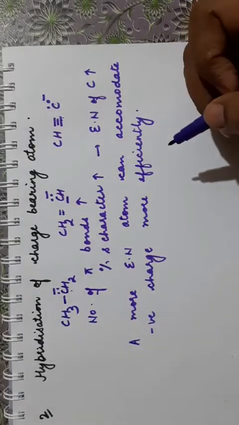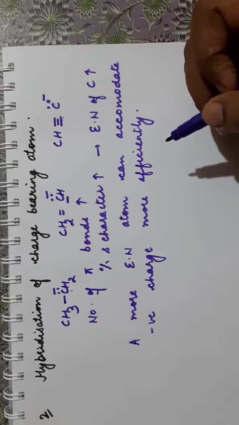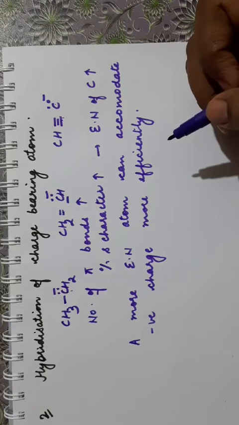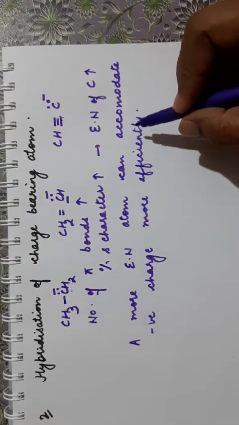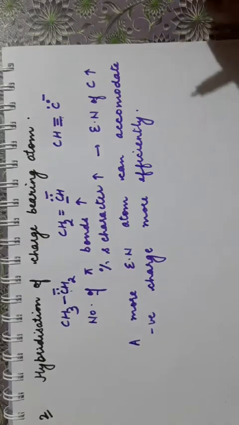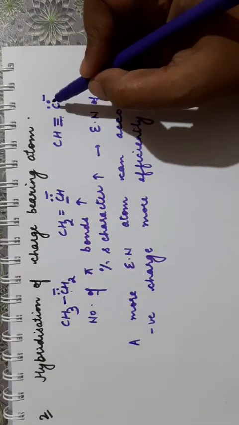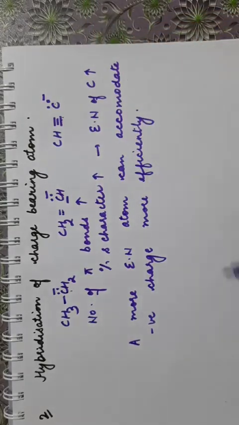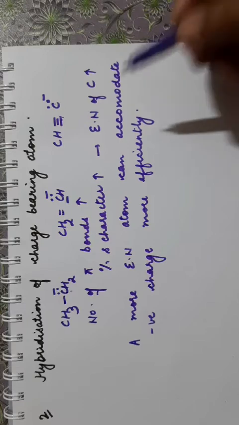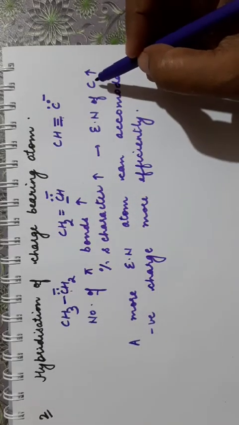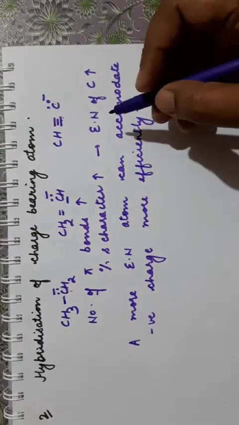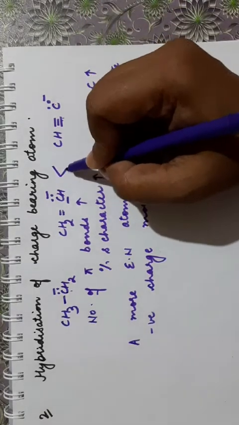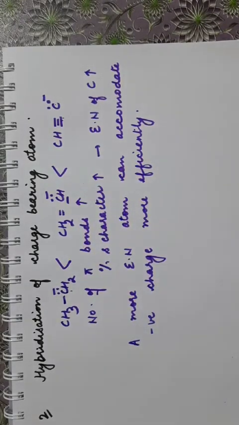So a more electronegative carbon is more happy with the lone pair present on it or with the negative charge on it because it can hold it tightly. So an electronegative atom can accommodate negative charge more efficiently, meaning an electronegative atom will hold it tightly and will be happier as compared to the less electronegative atoms. So what will be the order of stability? As the electronegativity of carbon or any other atom increases, the stability of carbanion will also increase. So this is the order of stability.